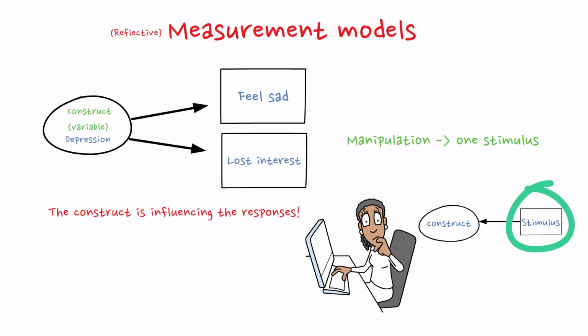So, to sum up, measurement models help us visualize how variables are linked to the items or stimuli used to study them. With measurement instruments, arrows run from the construct to the items. With manipulations, the arrows run the other way, from the stimulus to the construct.